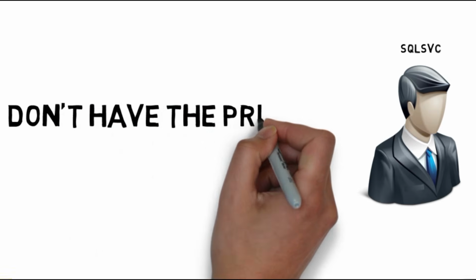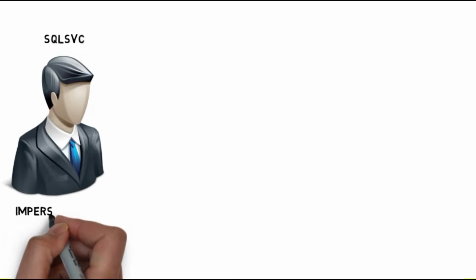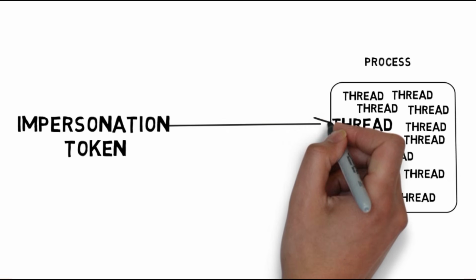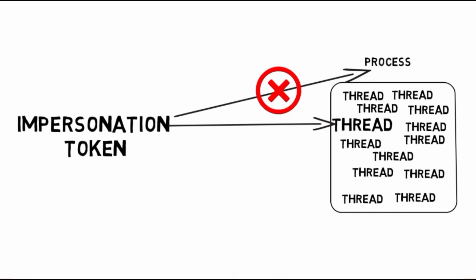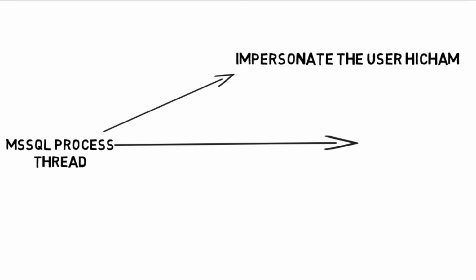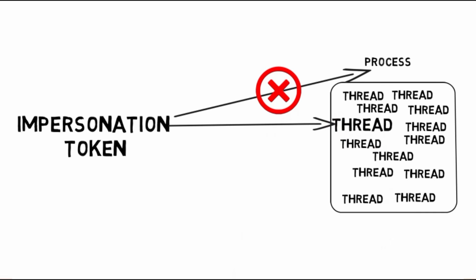You are absolutely right. SQLSVC doesn't have the primary access token of the Hisham user, but it has an impersonation access token that impersonates me to read the file and import it to its database. Now this impersonation access token is only set to a thread, not to the whole process, which means a thread in the MSSQL process has the impersonation access token. So what happens is that when the MSSQL process wants to read the database.backpack file owned by the user Hisham, a thread from the process takes a copy of my primary access token, impersonates me, reads the file and imports it to its database. And that's the second access token type, the impersonation token.